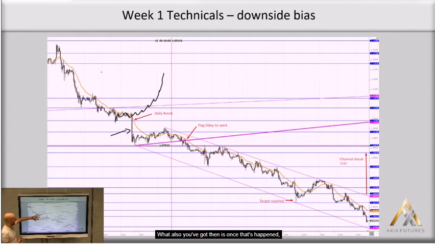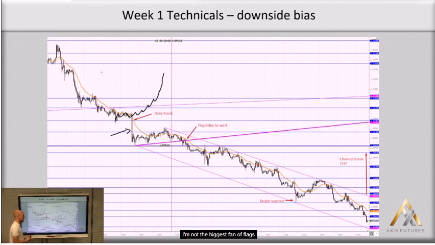What also you've got then is once that's happened, if you had any wondering about what you want to be doing, you want to be short from there. So you've got things like this. Now, this is one of those good examples of where you can call that a flag if you want, you can call it whatever you want. The objective is, does it give you a way of getting short? Does it give you something to go, yeah, I could sell this?